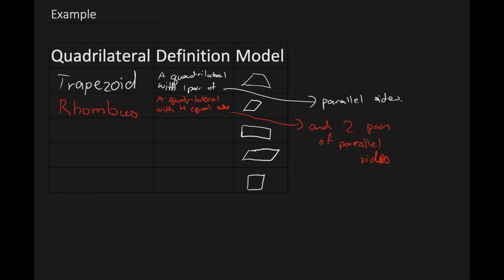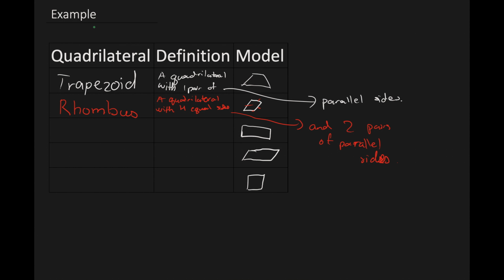So this is a complete chart of a rhombus. We have a rhombus, a quadrilateral with 4 equal sides and 2 pairs of parallel sides. Is that true? Yes, because all these sides are equal, and these two are parallel, and these two are parallel. So it is a true definition, and this is our model. This is what a rhombus would look like. Could be bigger, could be smaller, but that is a rhombus.